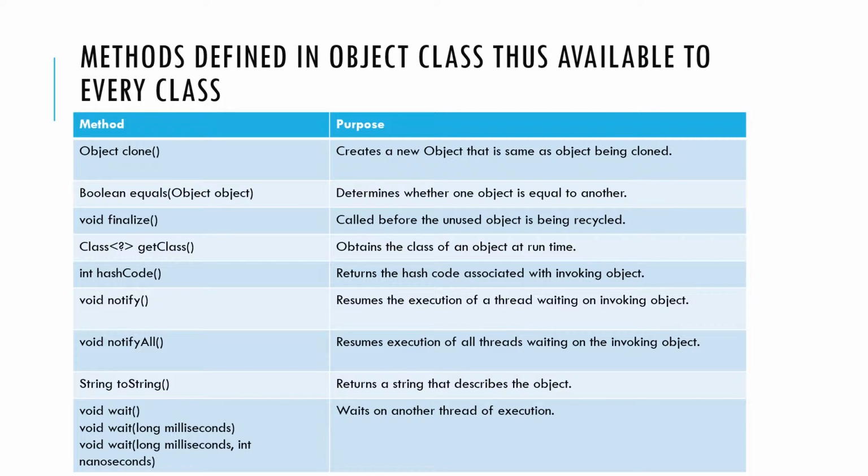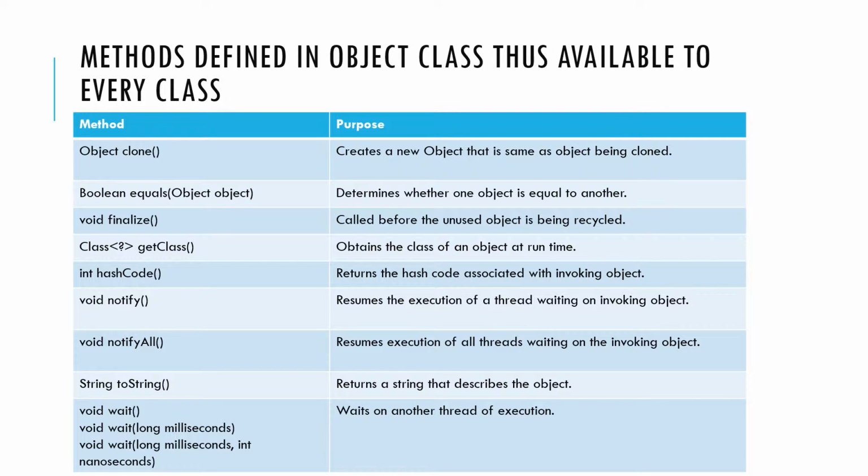Next one is equals, which returns true if the objects are equal and returns false otherwise. You can also override this method according to your own requirements. Next is finalize, which may be called by the system in case the object is no longer in use. Next is getClass, which obtains the class of an object at runtime. Next is hashCode. This method returns the hashcode associated with the invoking object, which is basically the memory address of an object in the hexadecimal format.